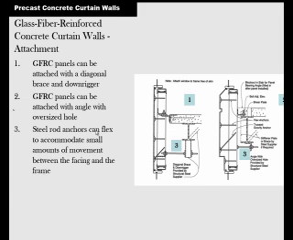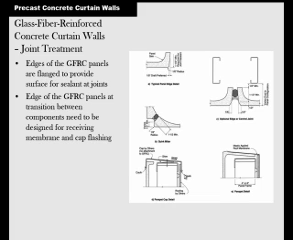Steel rod anchors can flex to accommodate the small amounts of movement. That's what they're talking about here, so that the building can breathe and move and it won't destroy the panels. Here's how they would treat the joints. Still, you've got your backer rod and you've got your sealant.